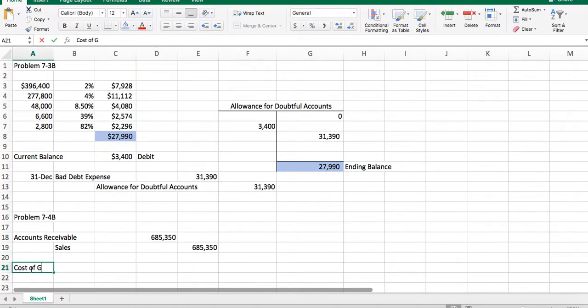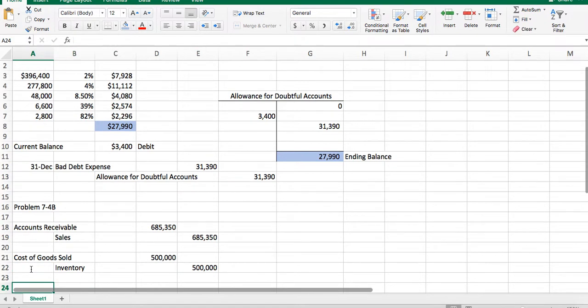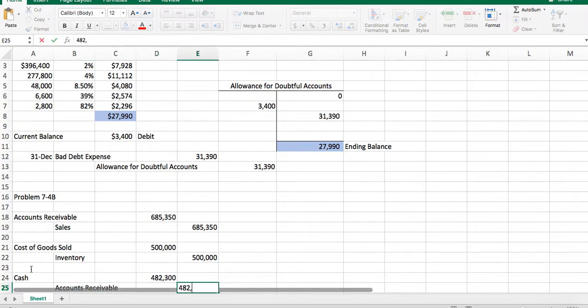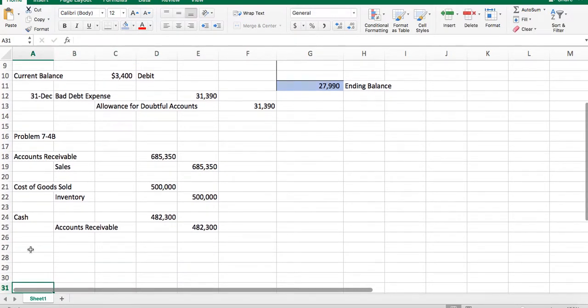And that had a cost of goods sold of $500,000, and our inventory then decreased $500,000 because we sold that item. In the next one, we received $482,300 cash in payment of an accounts receivable, so that's just going to be simply cash received, $482,300. And then our accounts receivable will decrease because we received some of what was due us. And obviously, if we knew which customer that was, we would have to post that to their account.